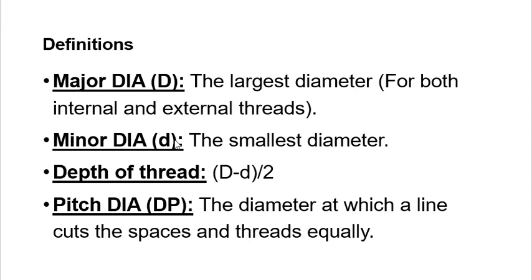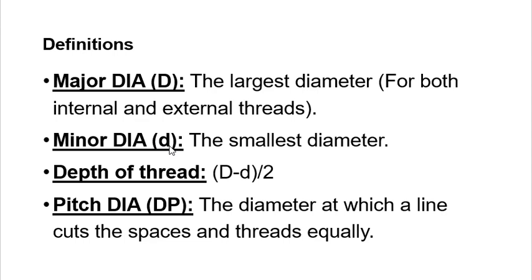Alright, so when we study the screw, you're going to see the major diameter. Major meaning the largest diameter. You will see a big D, meaning diameter, abbreviated right here. And this symbol is for both internal and also external threads. Again, the symbol is very important. Every time you see D, you know that we're talking about major diameter.